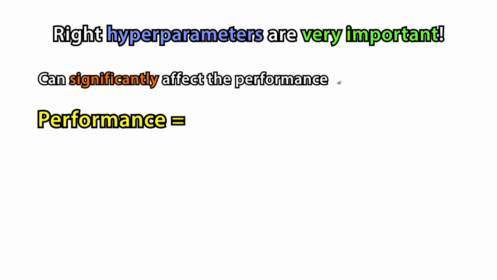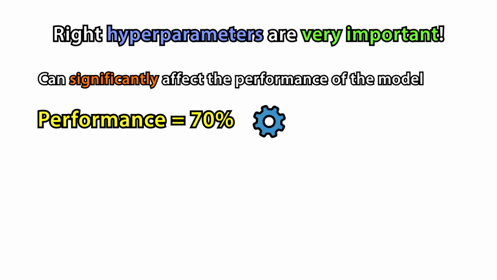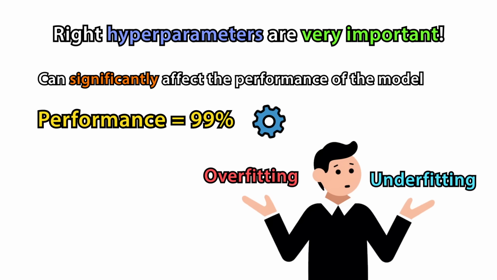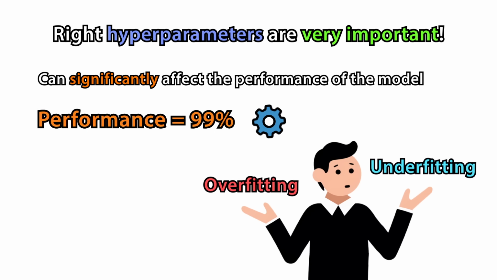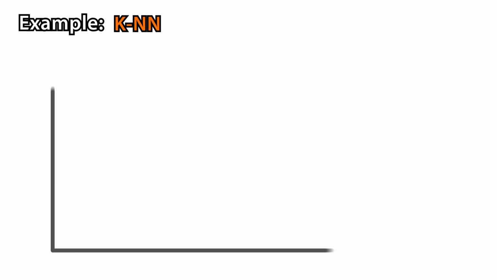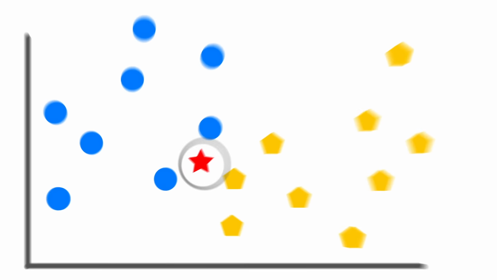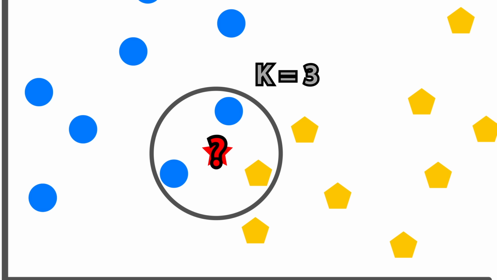The choice of hyperparameters can significantly impact model performance, as they help balance the trade-off between overfitting and underfitting. Let's see an example. In the KNN algorithm, the class of an observation is predicted by looking at the classes of its k nearest neighbors and performing a majority vote.